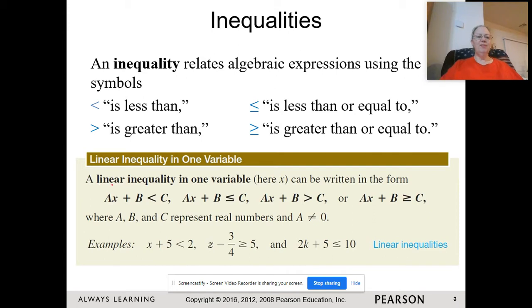So when we have a linear inequality in one variable, that would be something like this: x plus 5 is less than 2, or z minus 3/4 is greater than or equal to 5.